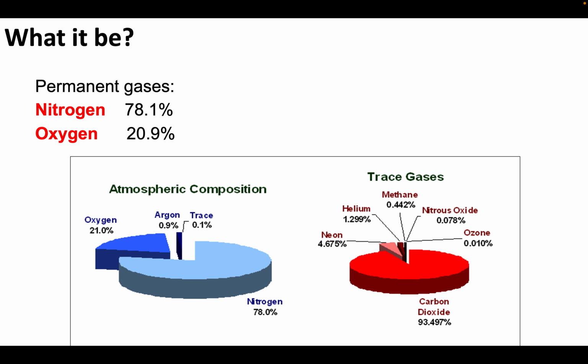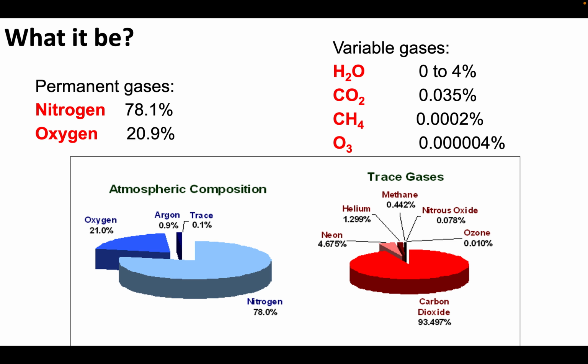The atmosphere is mostly made of nitrogen, 78%, with close to 21% being oxygen, and a wide variety of trace gases as well, depending on a number of different factors such as location and time of day. And this includes water, CO2, methane or CH4, and ozone or O3.